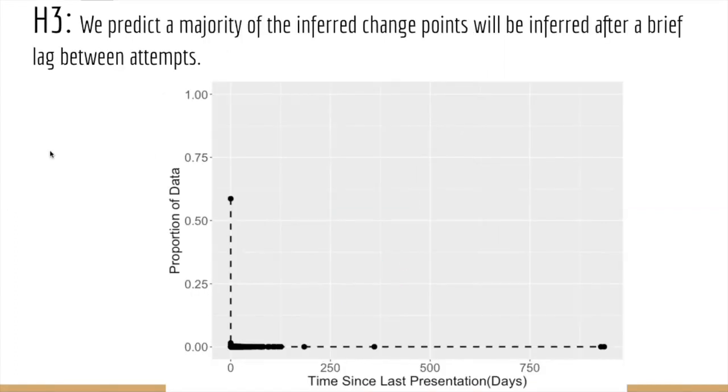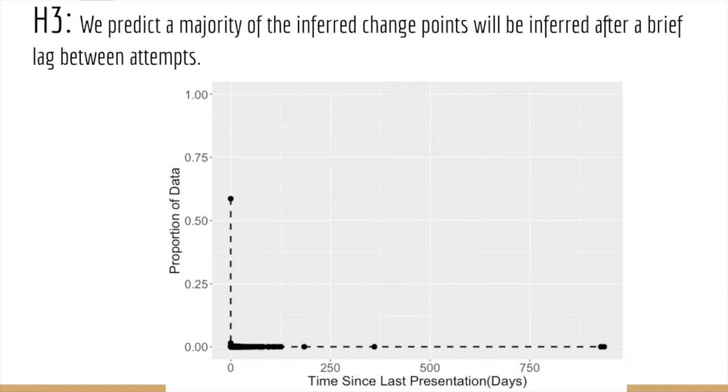For our third hypothesis, we predicted that change points would be more likely to be inferred after brief lags between trials as opposed to longer lags. To assess this hypothesis, we examined the time between when a change point was inferred and the previous trial.